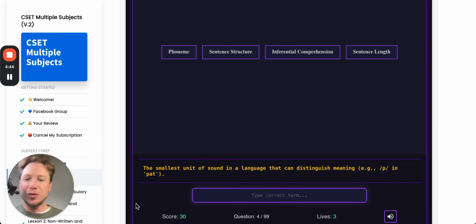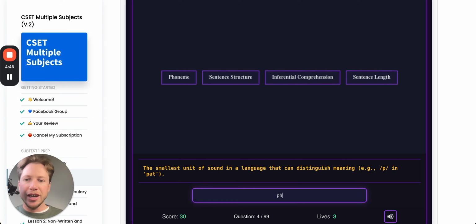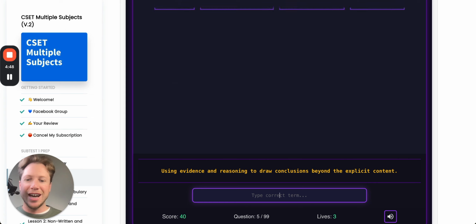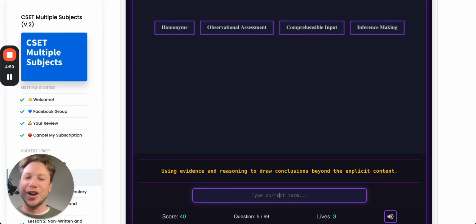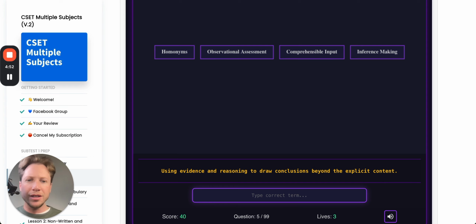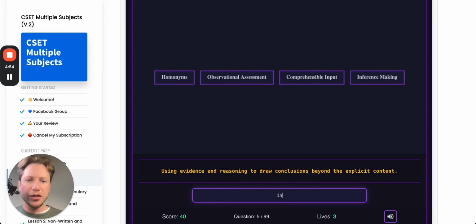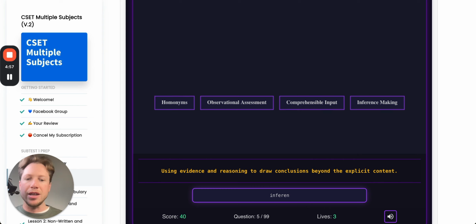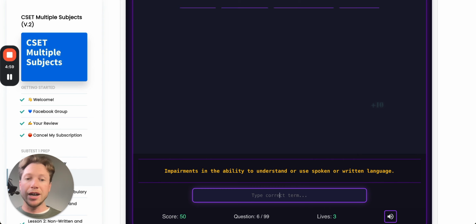Let's go. The smallest unit of sound, that's a phoneme. Nice. All right, using evidence and reasoning to draw conclusions beyond. Let's see here. Uh-oh. Is that inference making? Inference making. Let's give it a go. Let's try this out. Nice. It was. Okay.